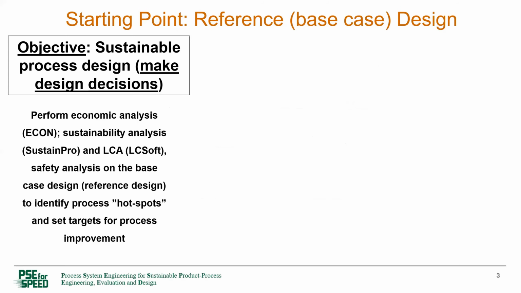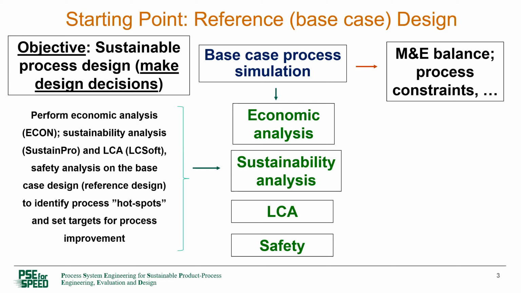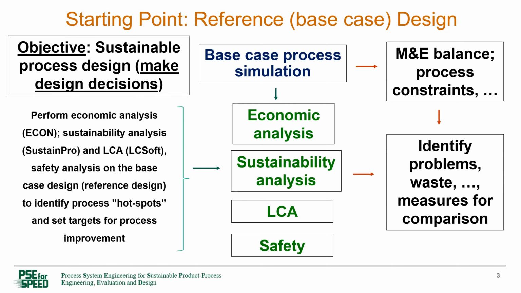So our starting point is that this is what we want to achieve. This is the objective. We have a base case process simulation based on the design that we have done. And the base case simulation gives us detailed mass and energy balance, process constraints, all of these. So using the results, we need those simulation results so we can do the economic analysis, sustainability analysis, LCA, safety. And then based on these, we will identify potential problems, maybe decrease the waste, measures for comparison, all these things we will check.